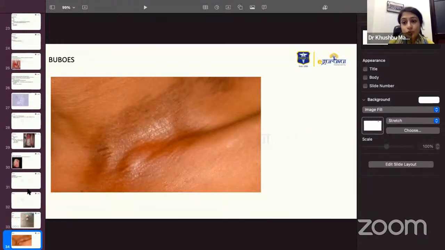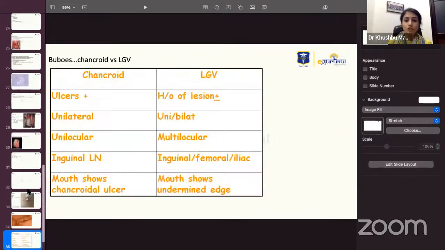Next, we come to buboes. I talked about buboes in genital ulcer. I was telling you that we'll discuss it in more detail. So buboes, when they give you, they want you to differentiate between buboes of chancroid and LGV. So chancroidal bubo and LGV bubo, you should be able to differentiate.